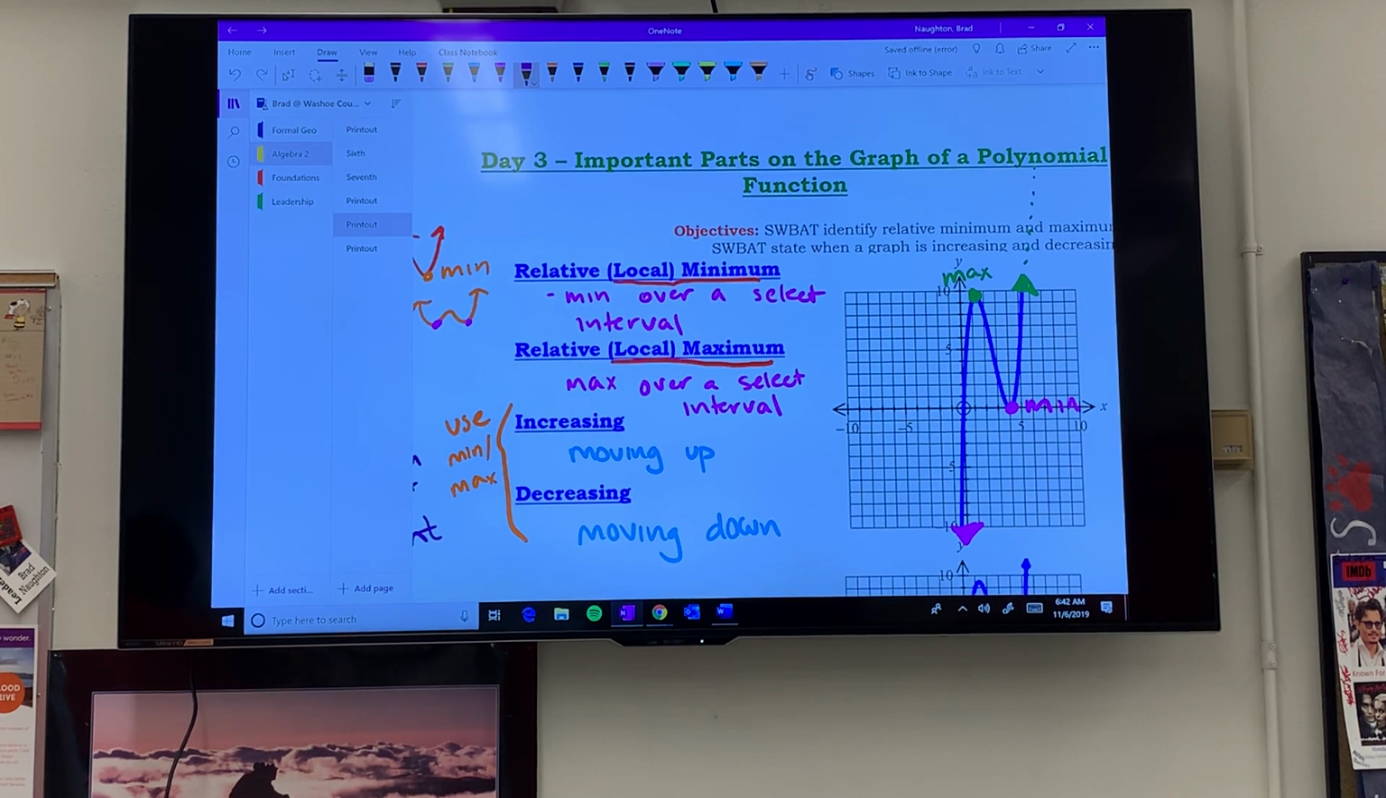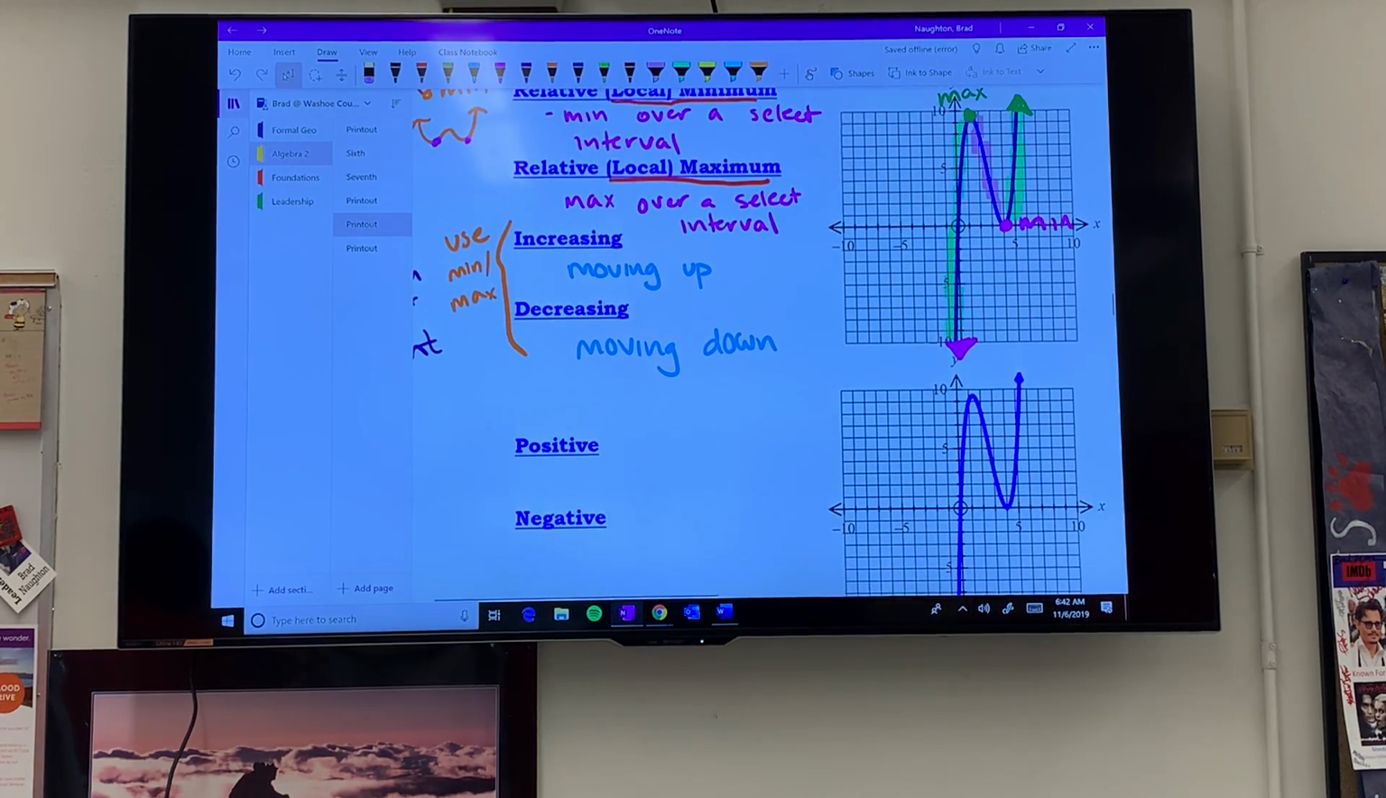So, ladies and gentlemen, you're going to use the same idea that we did yesterday with our x values. So let's take a look. Once again, this is going up, so this would be increasing. And then I would switch to decreasing, and then going back to increasing. Cool with that?